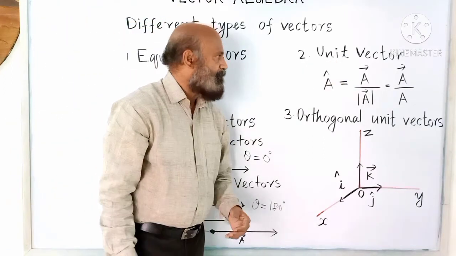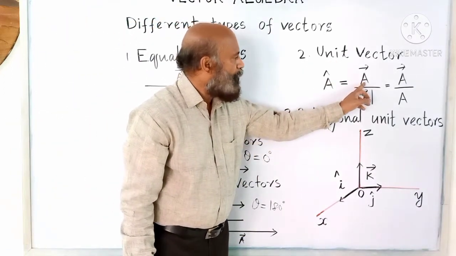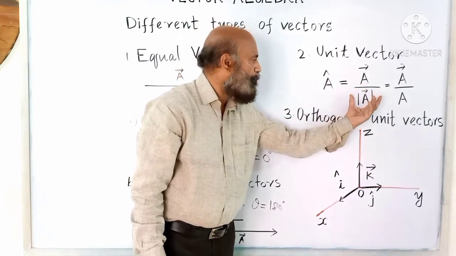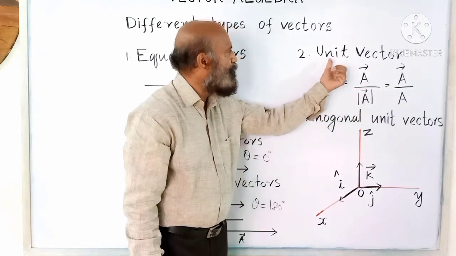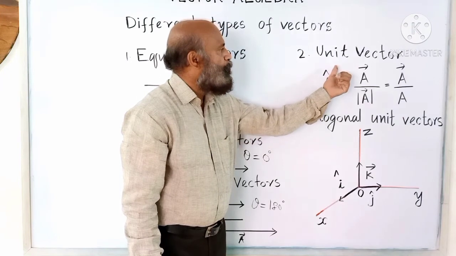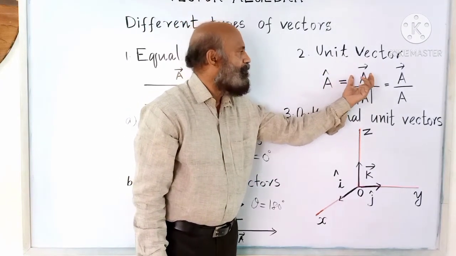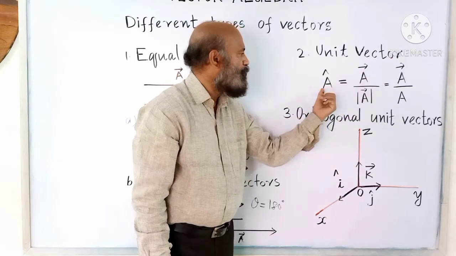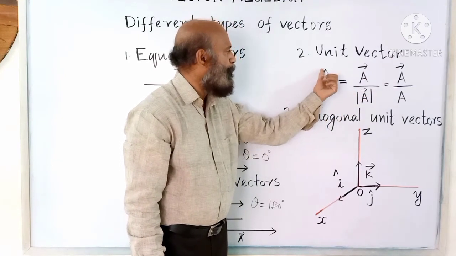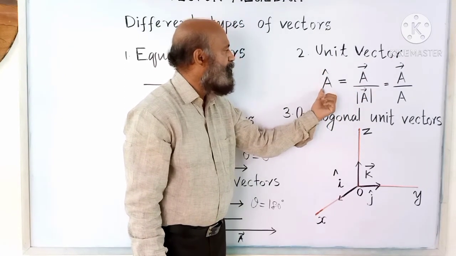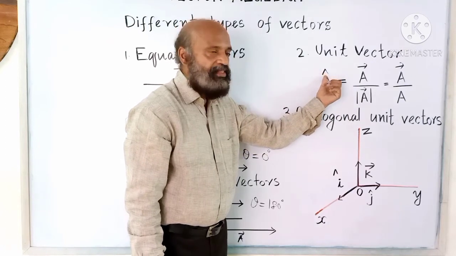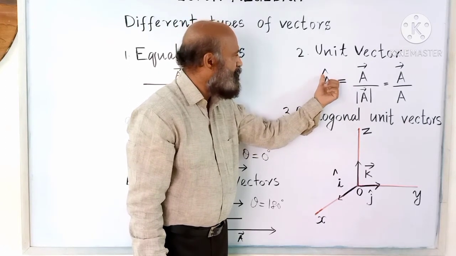Then unit vector. If a vector is divided by its magnitude, we get the unit vector. So magnitude of the unit vector is 1. So you divide the vector by its magnitude. It can be represented as A cap or A hat. It is represented like this, and it is read as A cap.